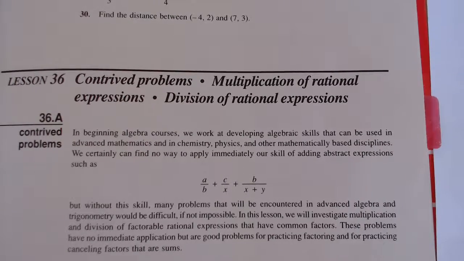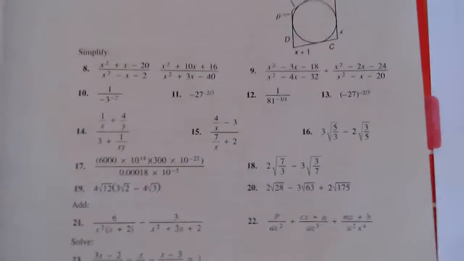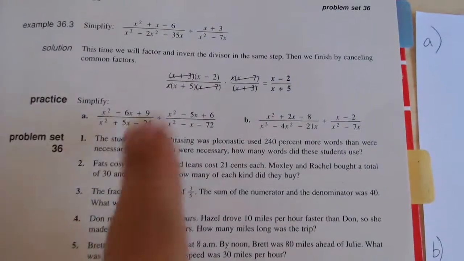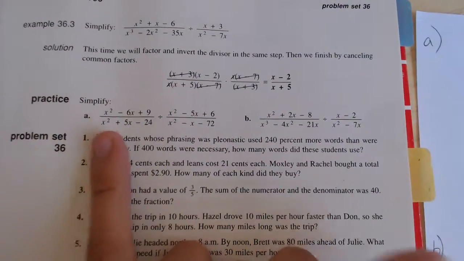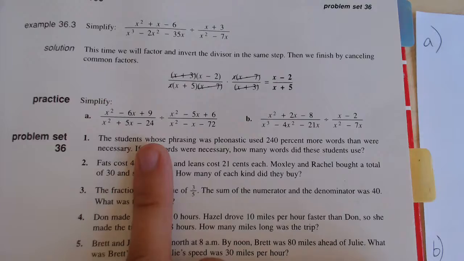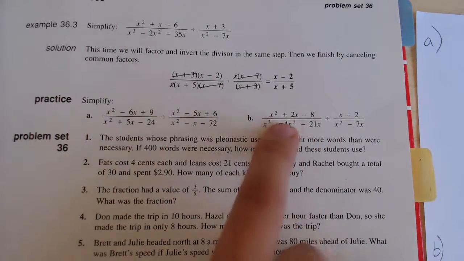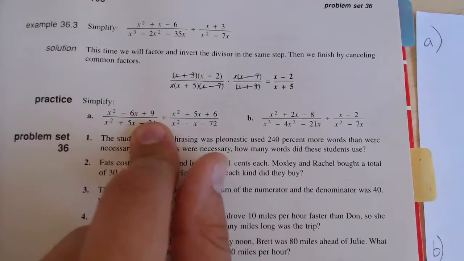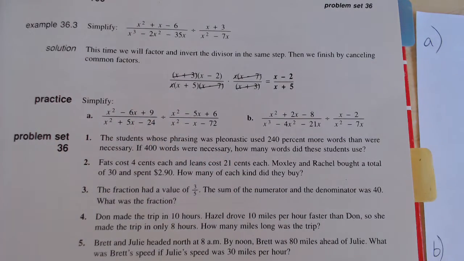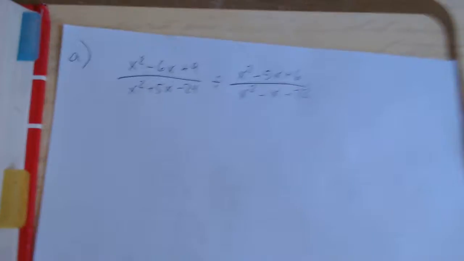Algebra 2, Lesson 36, Contrived Problems, Multiplication of Rational Expressions, and Division of Rational Expressions. So, jumping straight to the practice, these problems that you see here that you have to simplify are going to combine a lot of things that we already know. They're going to combine factoring trinomials, factoring greatest common factor out of polynomials, and then rules of fractions as far as multiplication, division, and then cross-cancellation and combining of like terms and all that good stuff. So let's go ahead and get started.